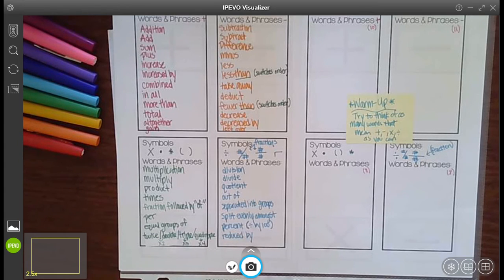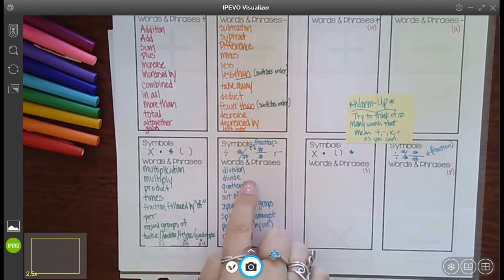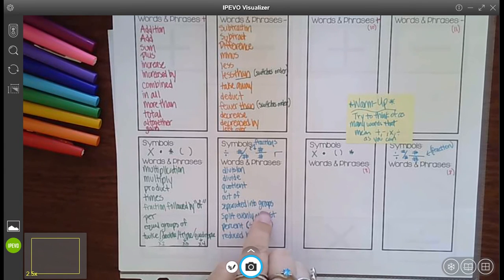Okay, and then for dividing, please make sure that you have quotient on there. Quotient means divide, division, divide, out of. You're separating things into equal groups. If you're ever dividing or separating things into equal groups, then it's usually a division problem. Okay, you're splitting up evenly amongst people. Okay, a percent, you're dividing by 100, or if something's reduced by a certain amount. Okay, and that's when we would divide.